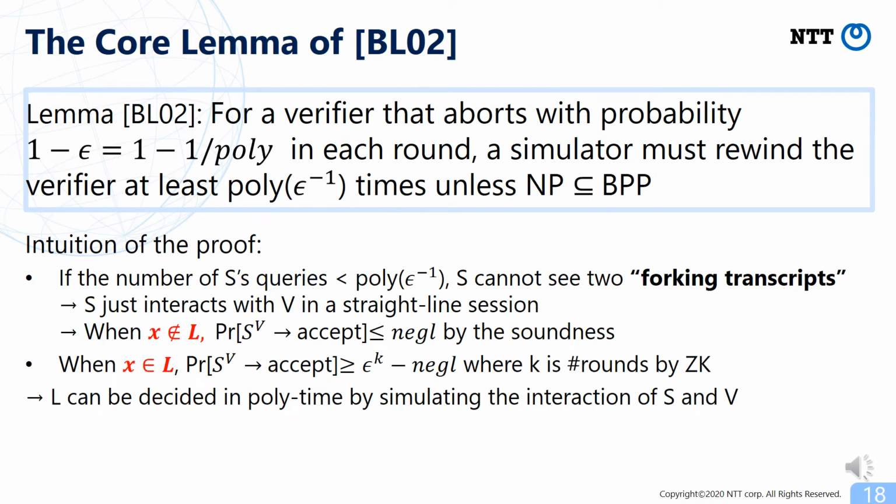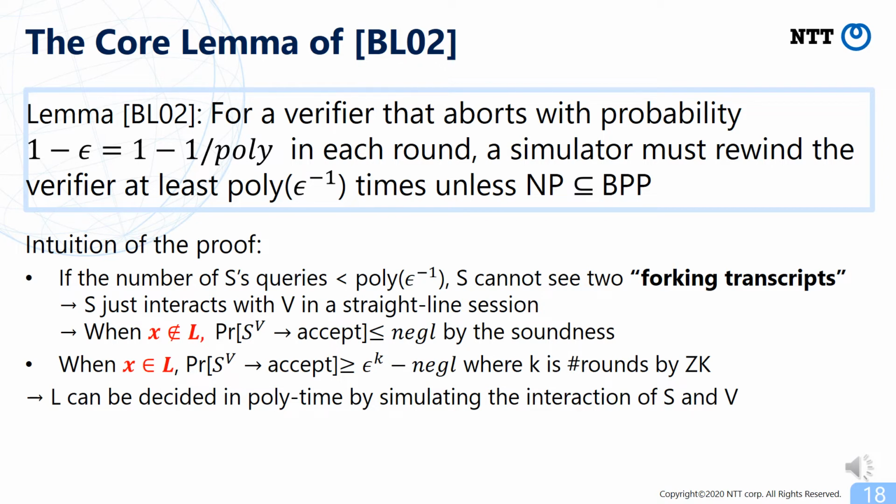So first, I would like to explain how to prove the quantum version of the Barak-Lindell lemma. But before that, let me recall how the classical version was proven. The Barak-Lindell lemma says that for a verifier that aborts with probability 1 minus epsilon in each round, a simulator must rewind the verifier at least polynomial of epsilon inverse times. And the intuition of the proof of this lemma is the following.